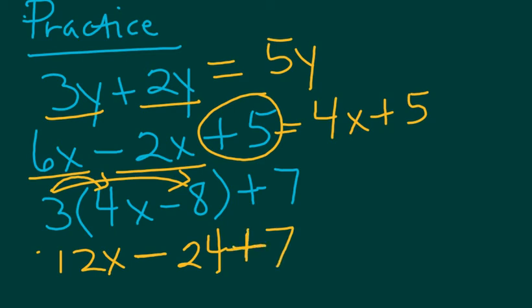Okay? 12x minus 24 plus 7 equals 12x minus 17. Because I've got 7 of these pluses to count against the minuses I have to take away. So that's minus 17. That one's kind of weird. You'll understand it better later.